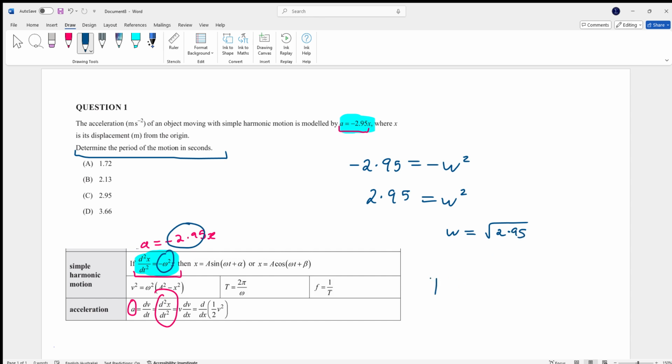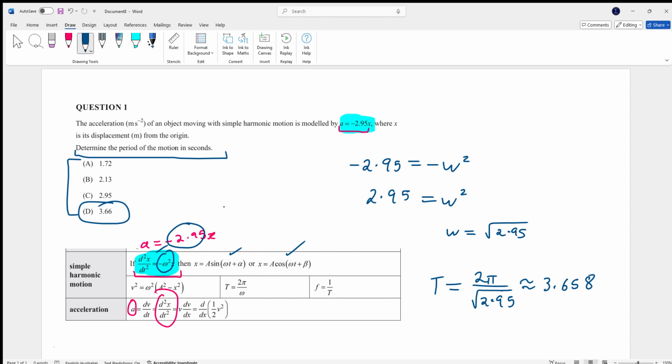The period of something in simple harmonic motion according to this equation here can look like this or that. In this case they've given this one here. The period is 2 pi divided by omega, which in this case is the square root of 2.95. Now if you chuck that into your calculator, you get roughly 3.658. Now the answer that best matches that is D. So D is your correct answer.